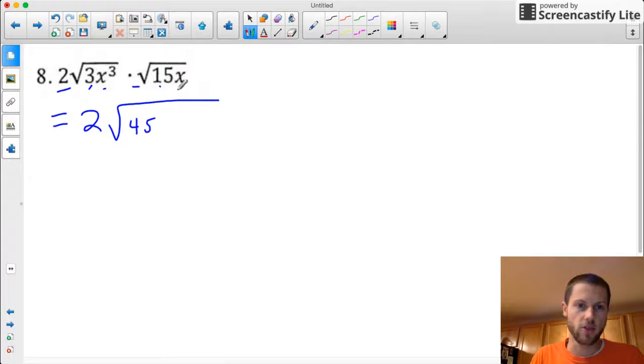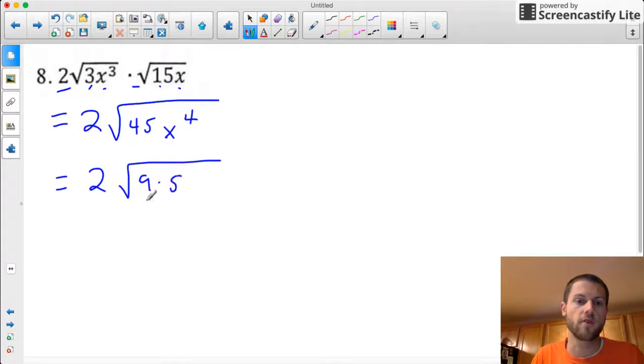And then I have x cubed times x, or x to the 4th. So here I've multiplied my radicals, and now all I need to do is simplify the radical. So I've got 2 and the square root of, I can break 45 into 9 times 5, since 9 is my perfect square. And then I have an x to the 4th. And x to the 4th doesn't need to be broken up at all, because this is a perfect square, since I have an even exponent.